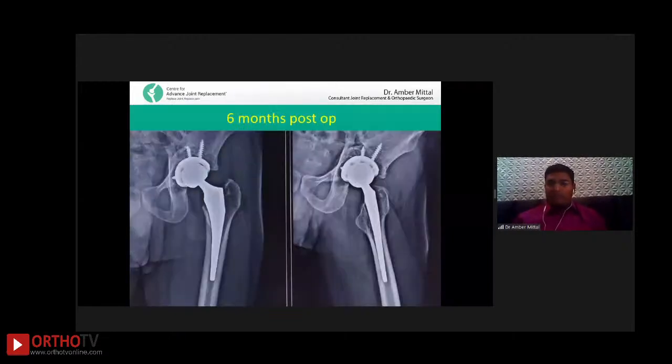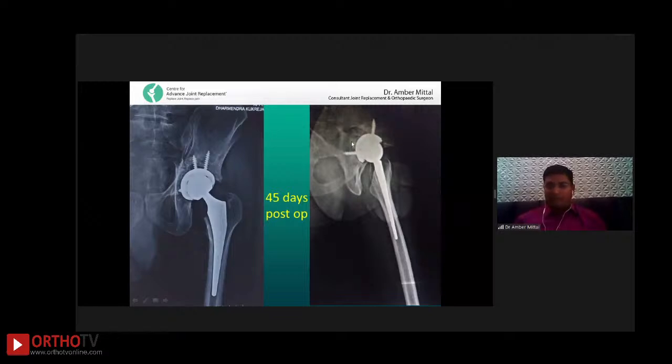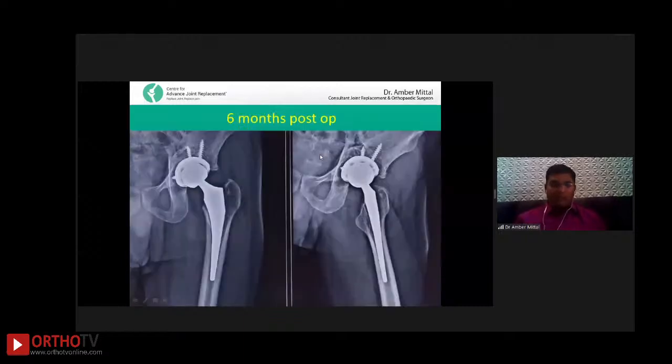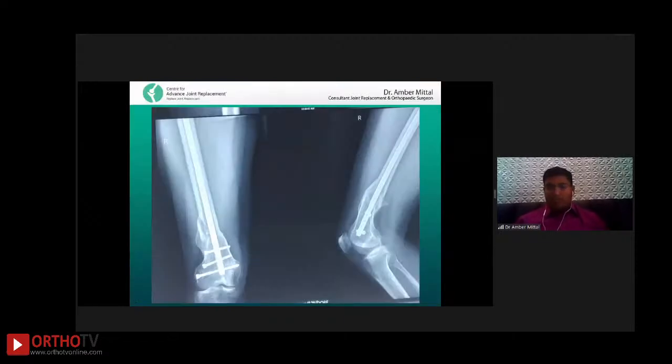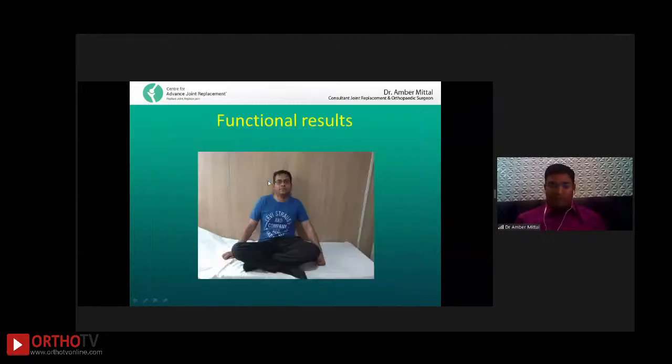So this was the 6 months. You can see the trabeculae, and even at 45 days you can see the bone graft arranged in the line of stresses, the lamellae. And this is at the 1 year follow-up. The patient also had some issues, as the femur was not united, so I had to do bone grafting and all those things.